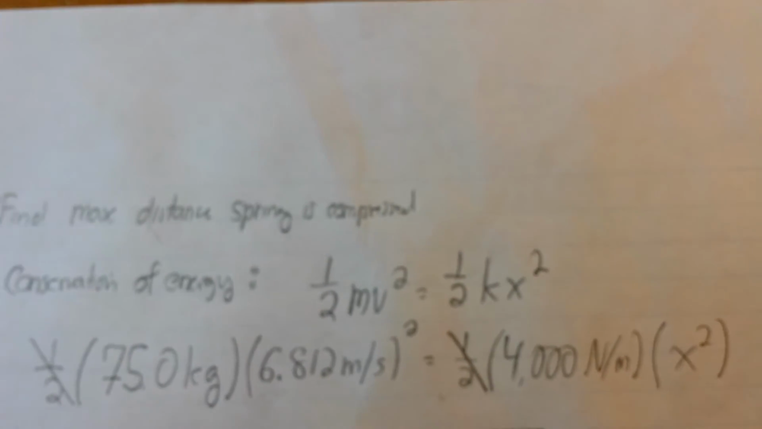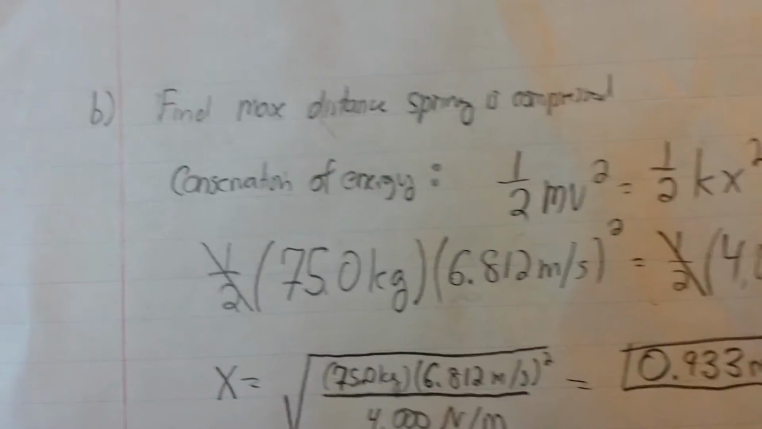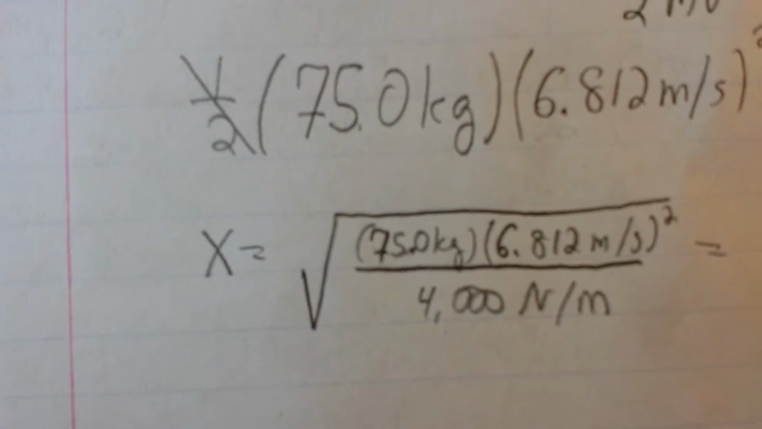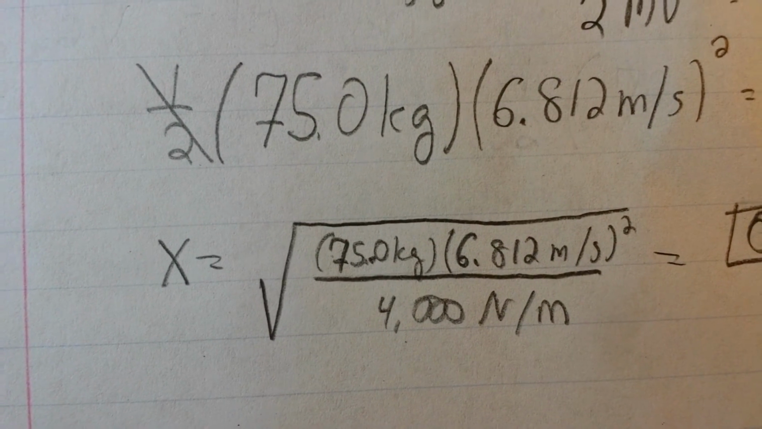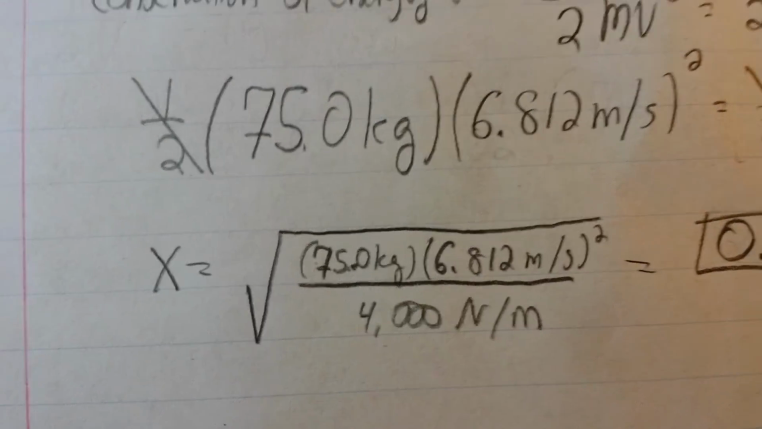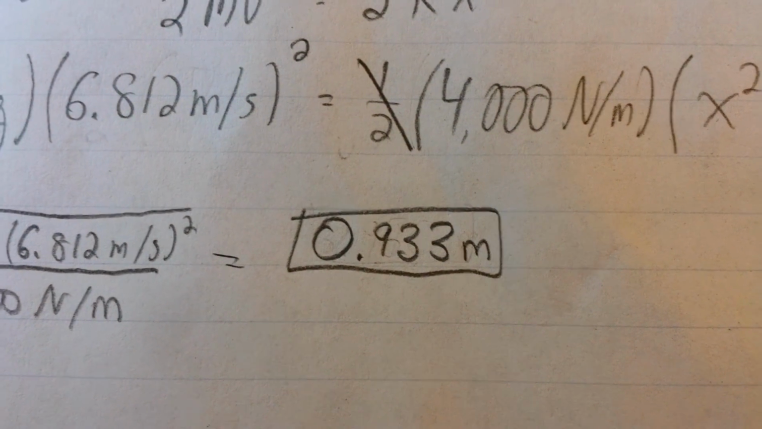And as you can see, the 1/2s would cancel out, and you would isolate the value of x. In order to do that, you would divide both sides by 4,000 newtons per meter, and then you would square root both sides considering the original equation was x squared. If you plug all of this into your calculator, you should get 0.933 meters, which would be your final answer for B.